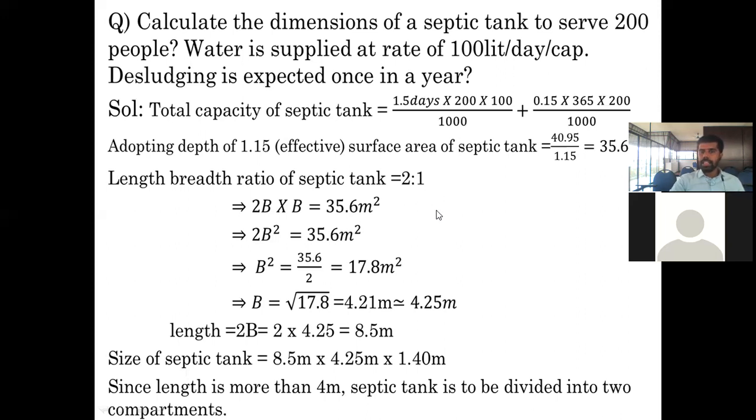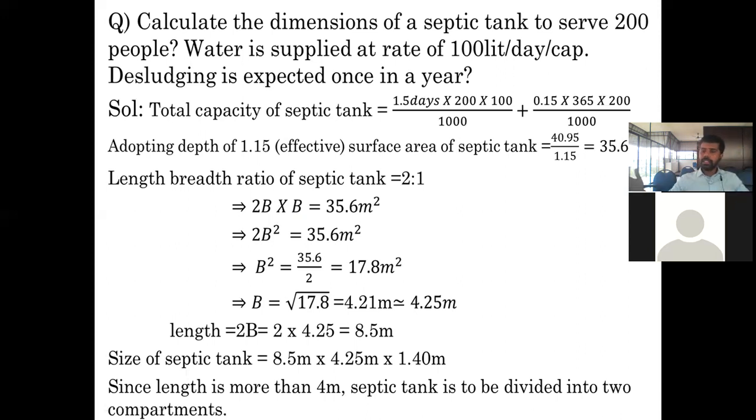Understood what I am saying? Length into breadth is the area. So length you can write as 2 times the breadth, because the length will be 2 times the breadth. So instead of length into breadth, you can write 2 into breadth into breadth. So 2b square is equal to 35.6 meter square. From there, b square will be 17.8, and b will be 4.21. So approximately you can take 4.25 meter. So 4.25 meter is the width or the breadth.